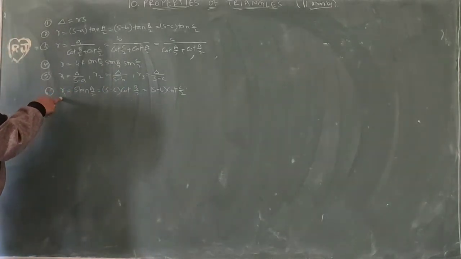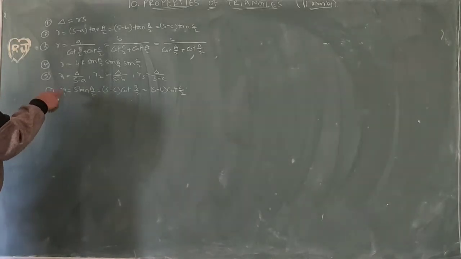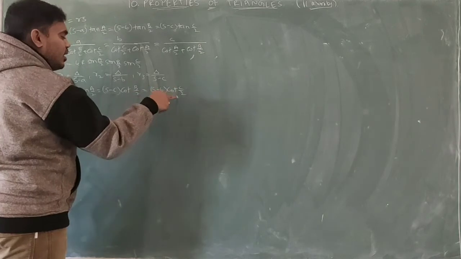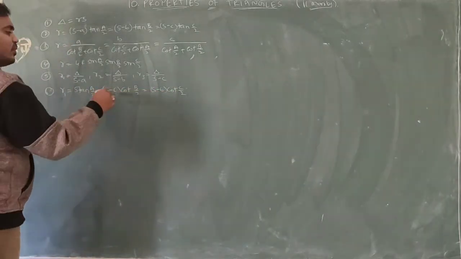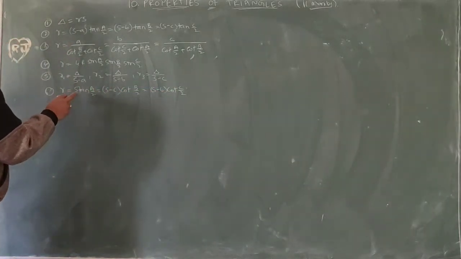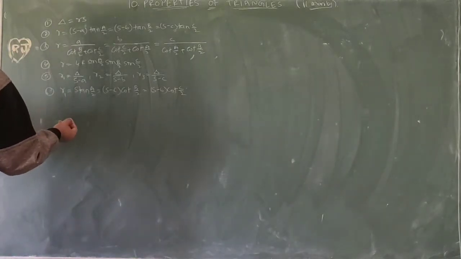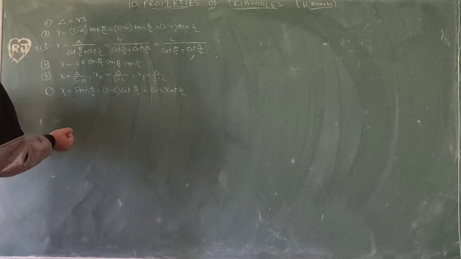r1 means first we are taking in corresponding to a. If we are taking (s minus c) cot b by 2, (s minus b) cot c by 2. If we are not taking s minus b, s minus c, if we are taking simply s tan a by 2. Next, this is about r1. Similarly, we will write r2 and r3 also.